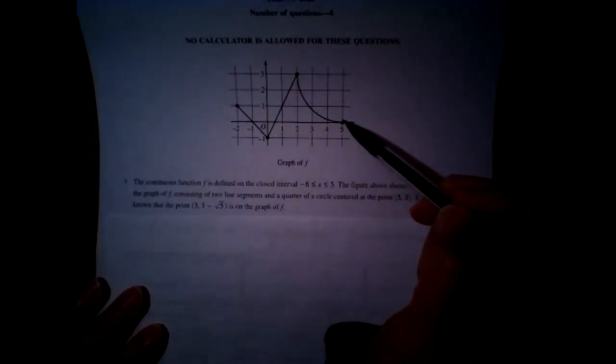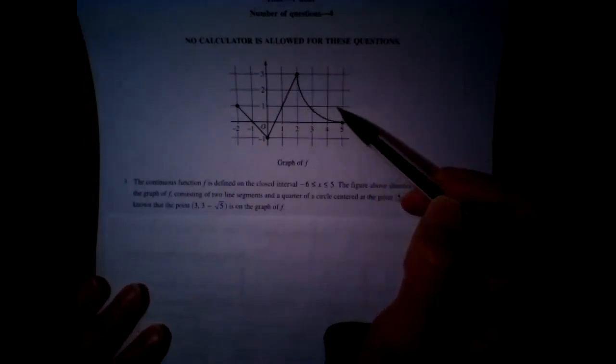We have 2 line segments and a quarter of a circle. That's interesting. Lots of times they give a half circle, a semicircle, but this time it's only a quarter of a circle. And then they tell us this, the point 3, 3 minus square root of 5 is somewhere on there. I can't remember which part of this you use that in, but that information does come up in one of the parts here. All right, so let's see what D is.